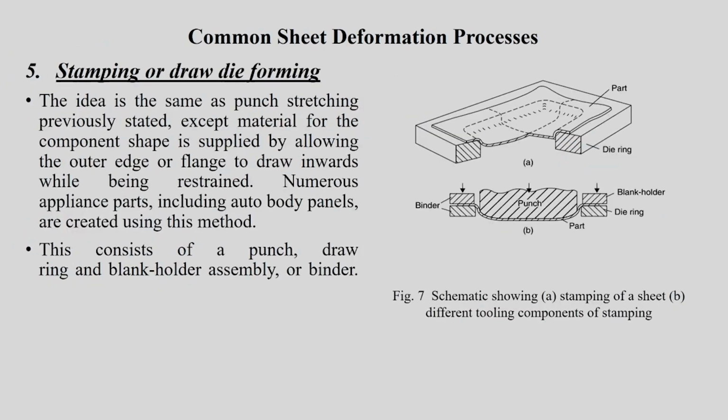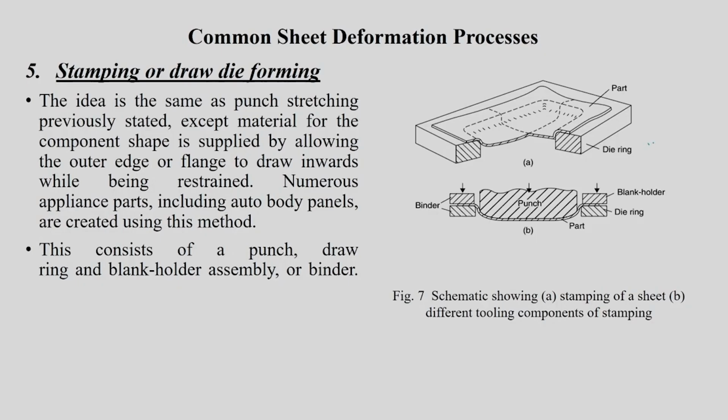So, this stamping or draw die forming is another method like deep drawing, which you are going to see in the next slide. Here you will see that stamping is generally a shallow deformation process. It is also called draw die forming. I have given you some schematic here. You can see that it is a shallow drawn part, not like your deep drawn cup. It is a shallow drawn cup, or a pan, something like that you can imagine.